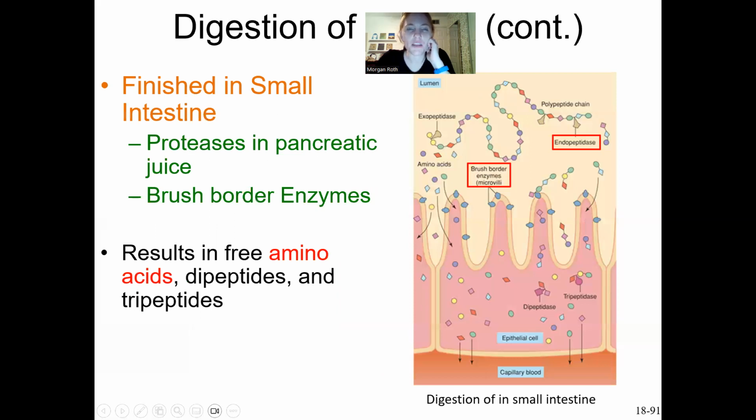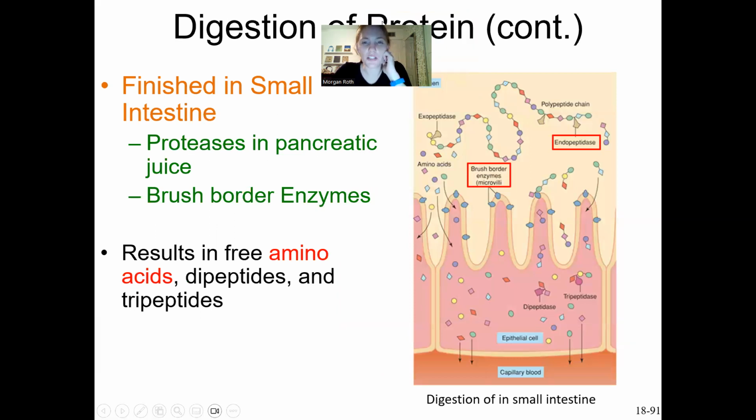Okay, so in the stomach, here's your unraveled, denatured protein, a long strand of amino acids. The pepsin is going to break them up into short little pieces, but it's not going to finish the job until you go into the small intestine.